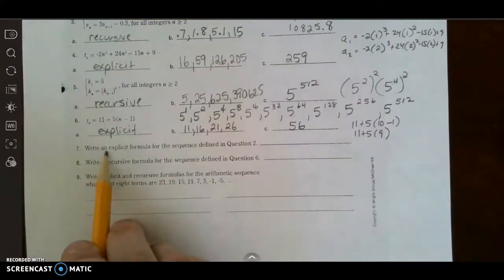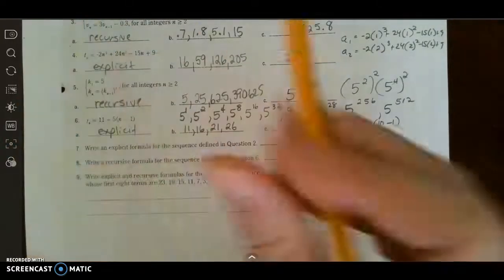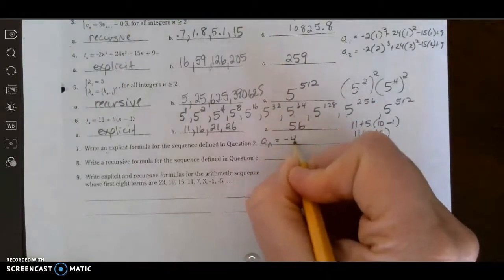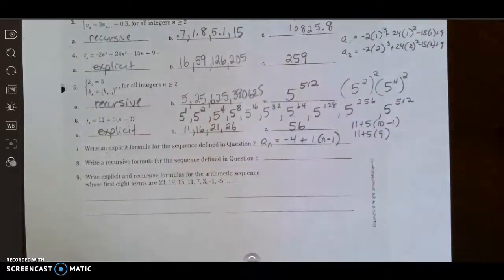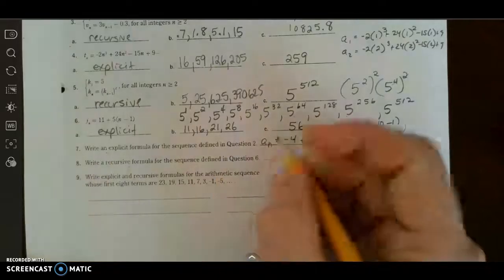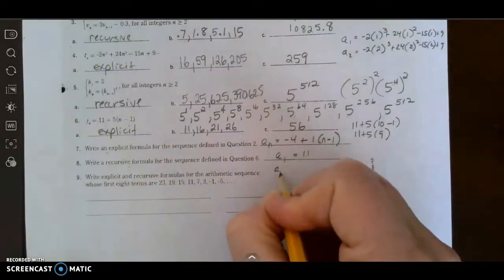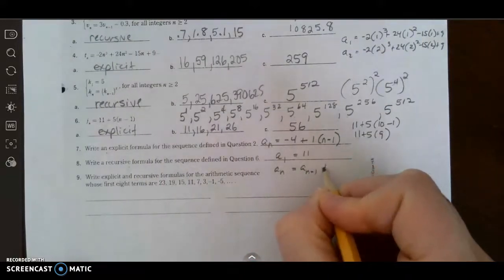Number 7 asks me to write an explicit formula for the sequence defined in question 2. Okay, so a sub n is the first term, negative 4, adding 1 times n minus 1. Question 8 asks me to write a recursive formula for number 6. All right, so a sub 1 is 11, a sub n is the previous term, add 5.